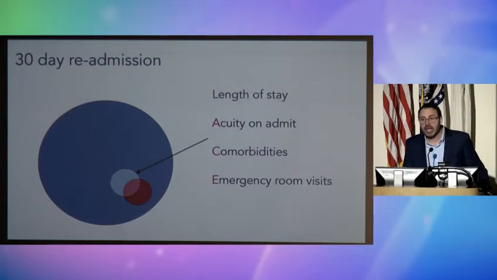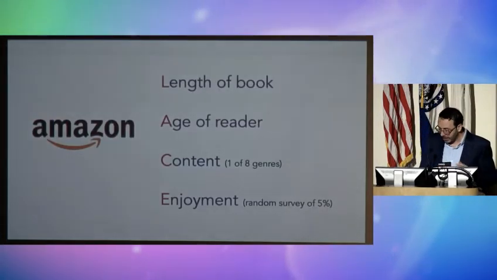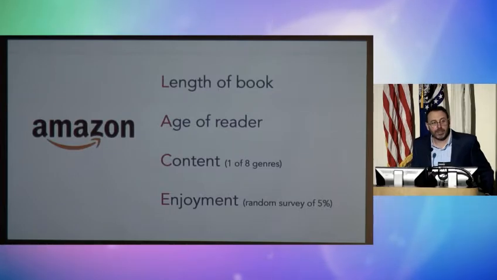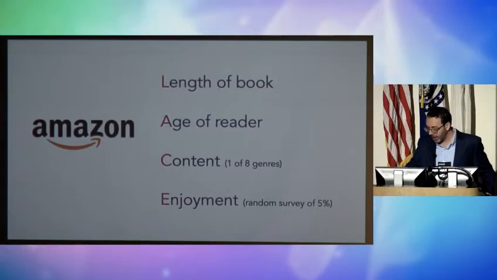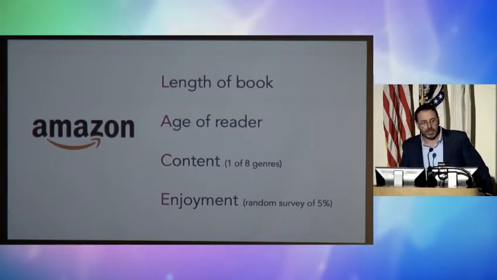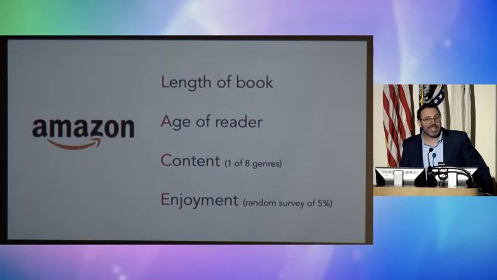again and again. Could you imagine for a second if Amazon adopted a third-party book-selling population software and then used it to look at only length of book, age of reader, content, and enjoyment? It's outrageous. They wouldn't do that to sell books, but we do that to figure out who's heading to the hospital.